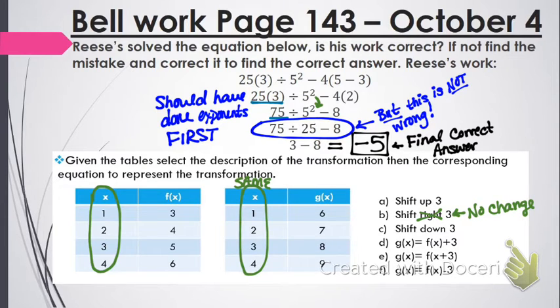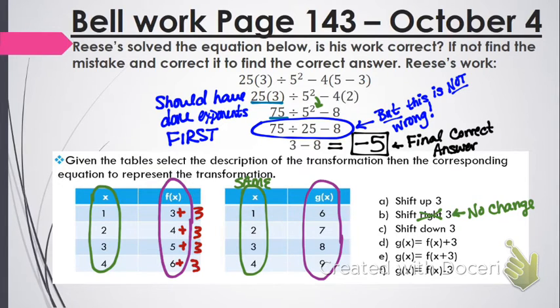What do I look at to see if it went up or down at all? Your f of x and g of x, the Y columns here. Did these change? Yes, plus 3. So if I see plus 3 all the way down here, I'm going to write that a little bit differently just so we can see it. So that means it went up 3, because I'm comparing where it was to where it moved to. So we went up 3.